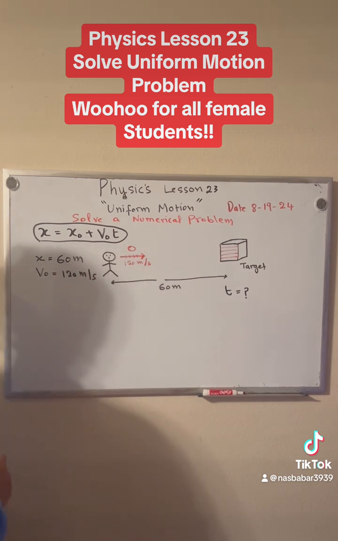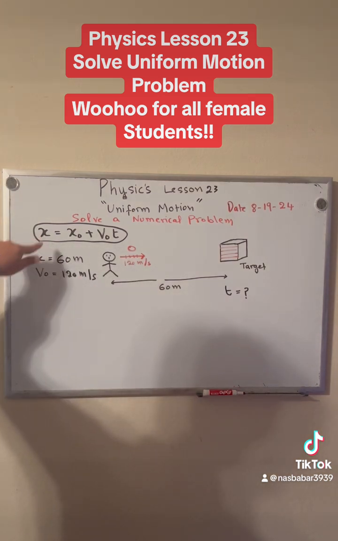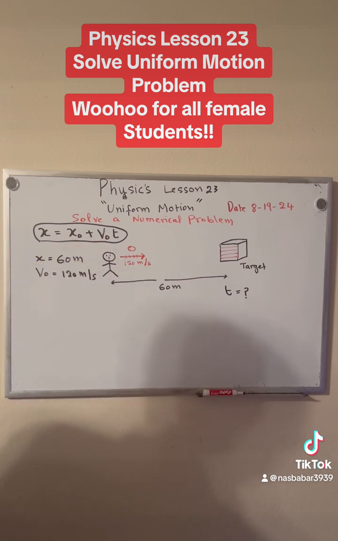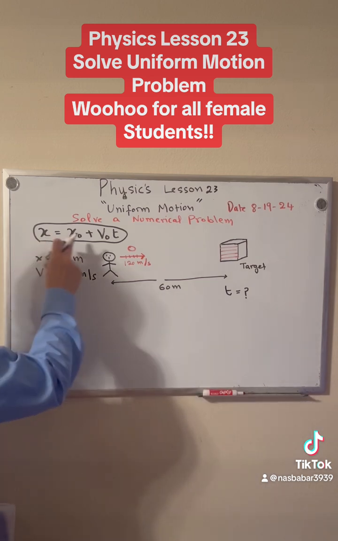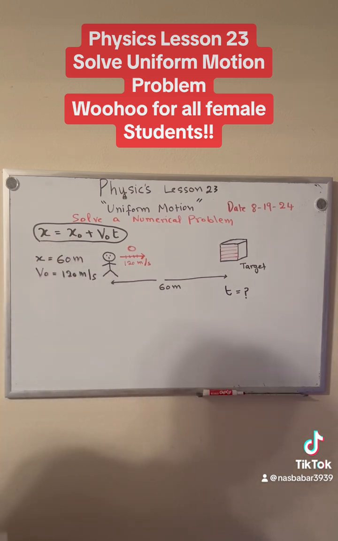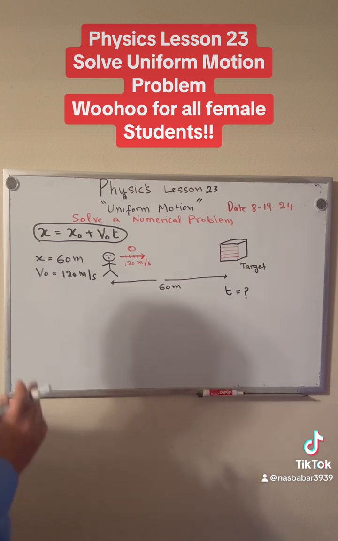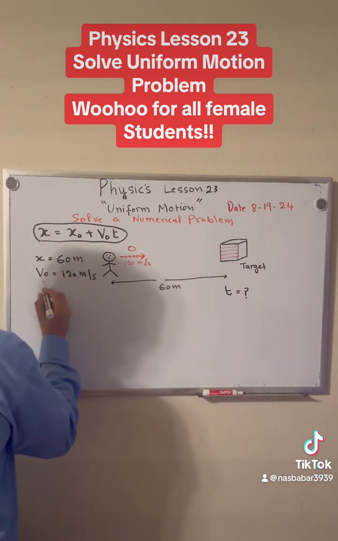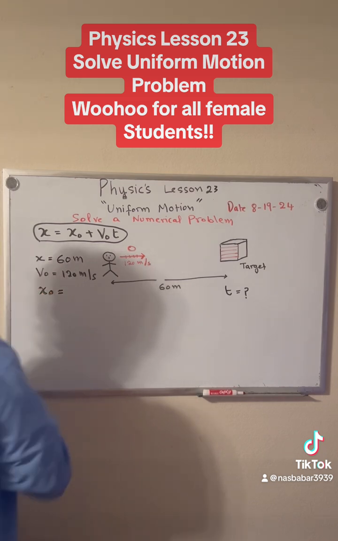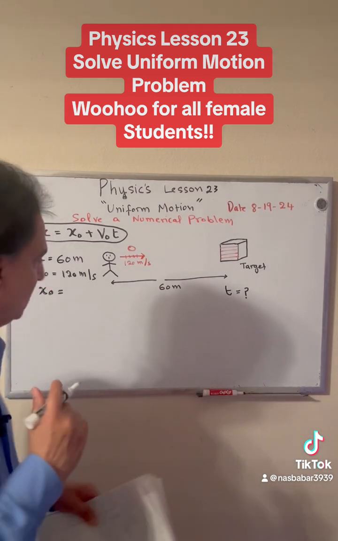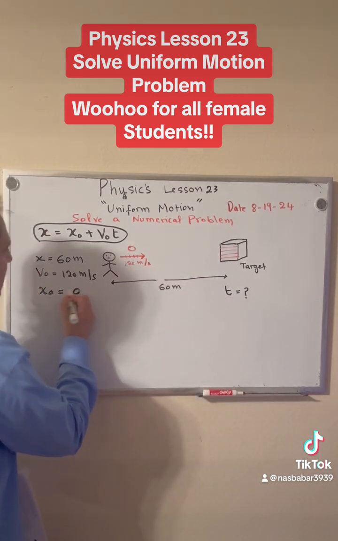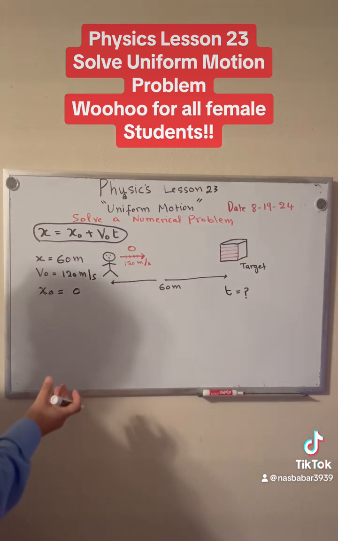So now you have been given x, you have v naught, and this x, this 60 meters. So what do we have to find out? We have to find out t in this case. Now, let me ask you this. What is x0, x naught in this case? x naught is when we had just started, distance wise, that is 0 right here. So now all we got to do is plug in, do some algebra, and we can solve the problem.